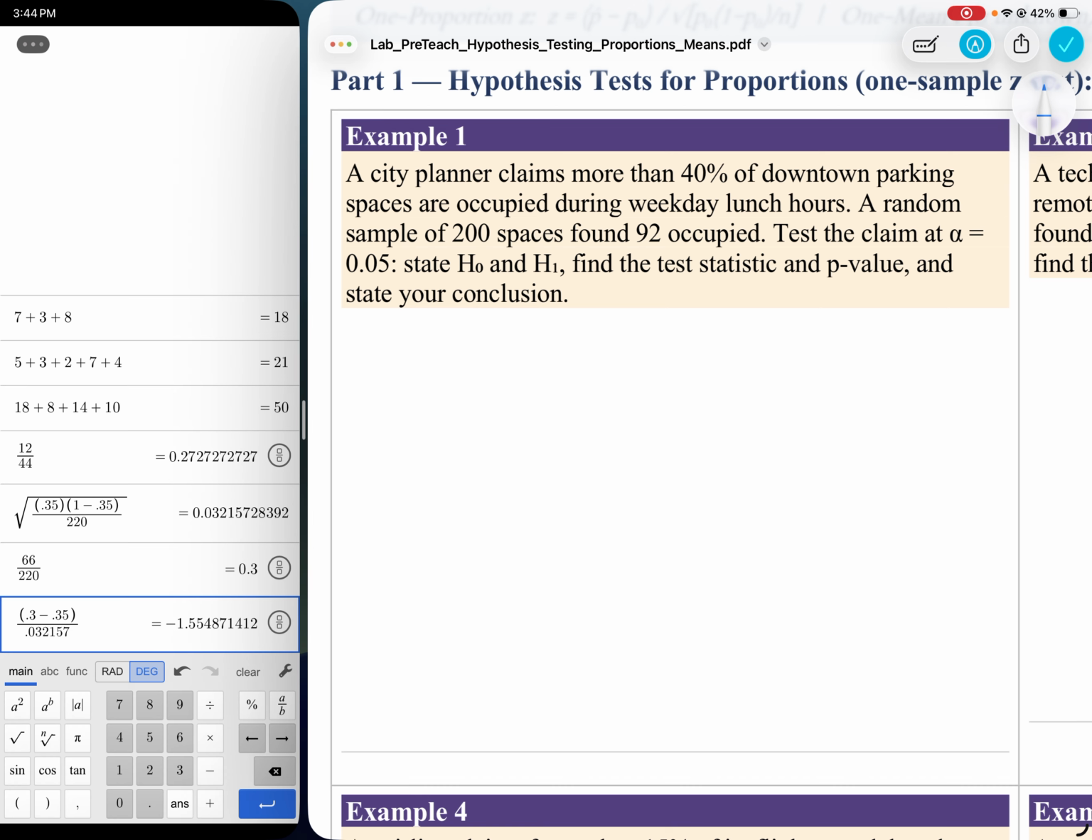A random sample of 200 spaces found that 92 were occupied. So we're going to test the claim at an alpha of 0.05. So let's get our null hypothesis and our alternate hypothesis created and determine the tail of the test. So a city planner is claiming that more than 40% of downtown parking spaces are occupied. So that means currently we believe that 40% are occupied, so 0.40, and the city planner thinks that more than 40%.